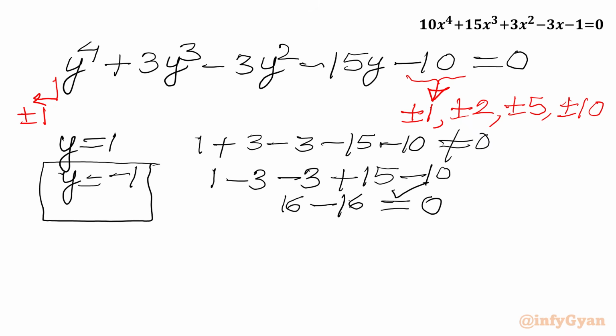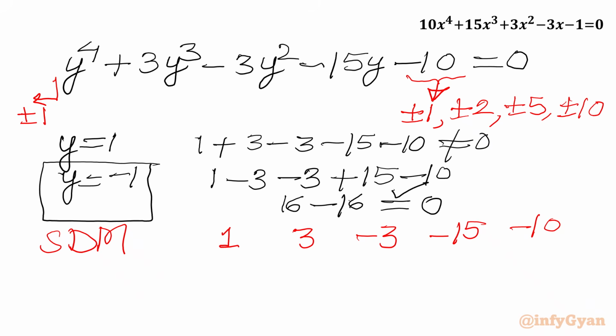Now we will use the synthetic division method. So let us write all the coefficients of the quartic equation. Coefficient of y power 4 is 1. Y cube coefficient is 3. Coefficient of y square is minus 3. Coefficient of y is minus 15. Constant is minus 10. We'll write the leading coefficient 1 as it is.